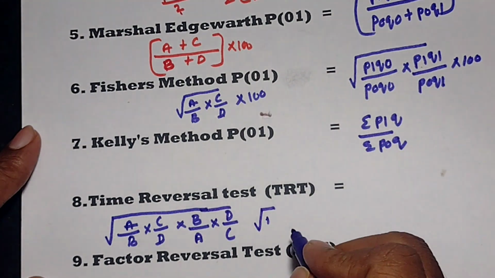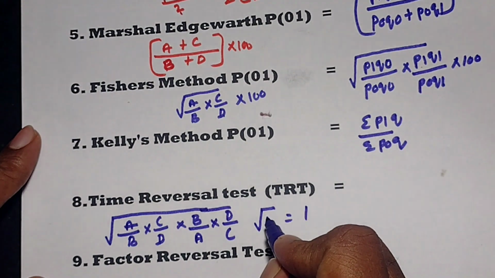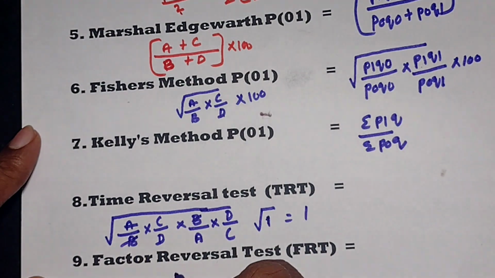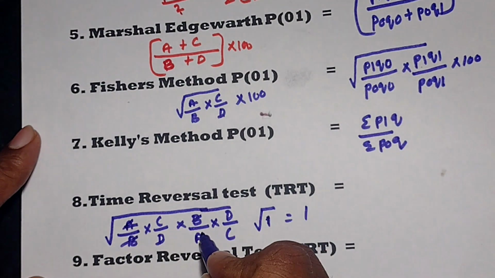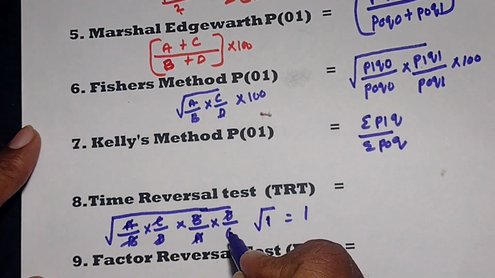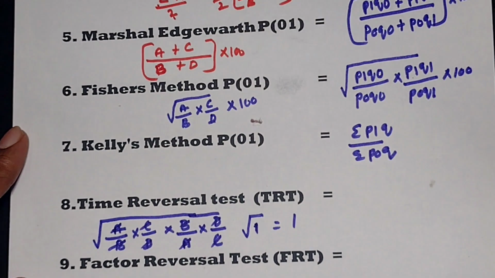Root of 1 is going to be 1. Why is it called root of 1 equals 1? B will get cancelled with B. A will get cancelled with A. D will get cancelled with D. C will get cancelled with C. This is called the time reversal test.